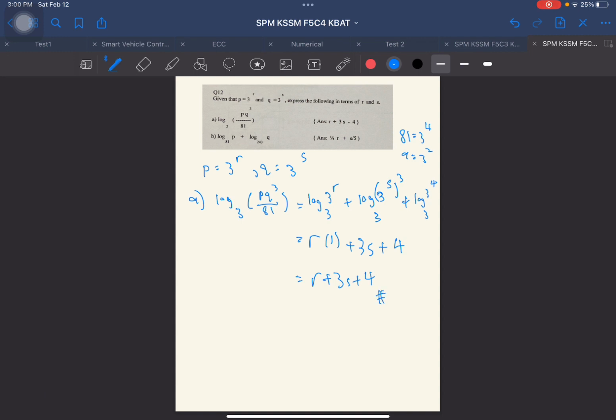Easy, right? And then the second one, log 81 p plus log 243 q. So 243 is 81 times 3, so it is 3 power 5. Okay, so now since you know that the upper one and lower one are both powers of 3, what you're gonna do is you're gonna change the base of both of them into 3.